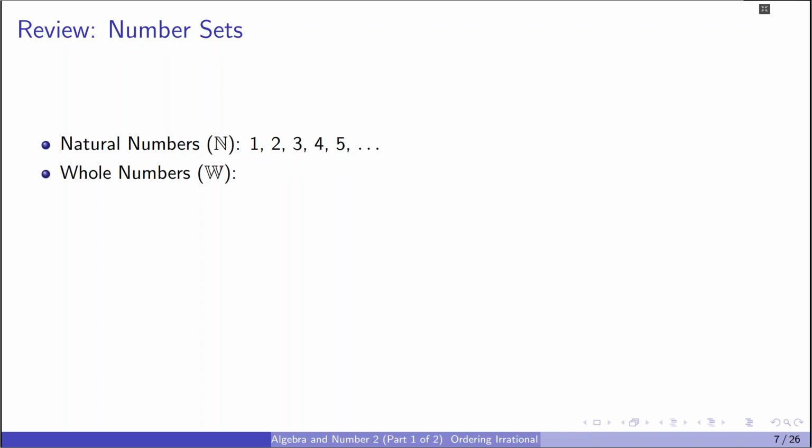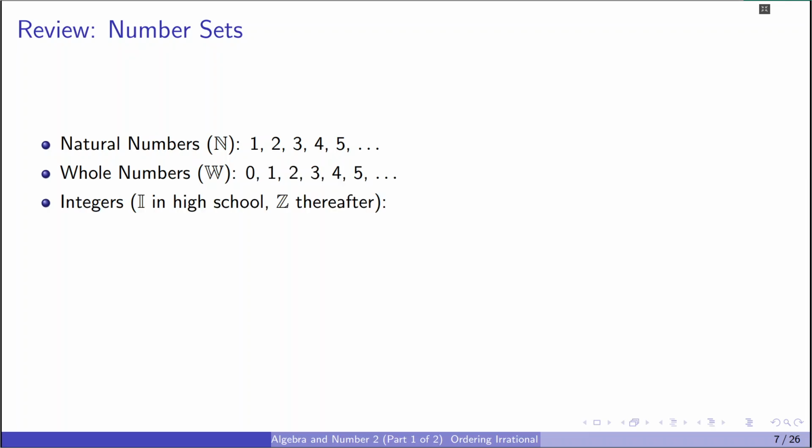Whole numbers. These are very similar to the natural numbers, except they start at 0. It's worth noting that the whole numbers and natural numbers, these are Western definitions. In a lot of the eastern half of the world, they don't deal with whole numbers. The natural numbers start at 0, which is actually very sensible from a set theory perspective.